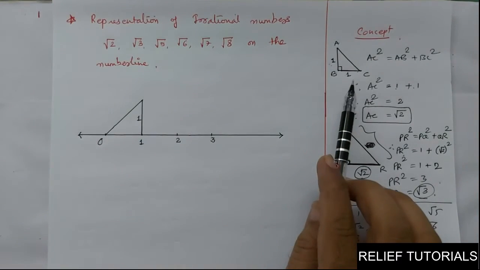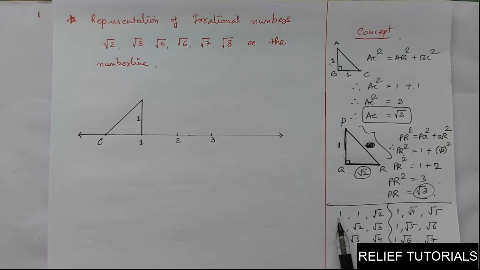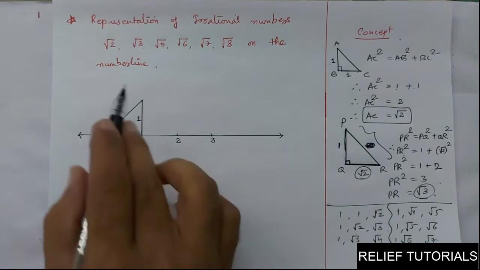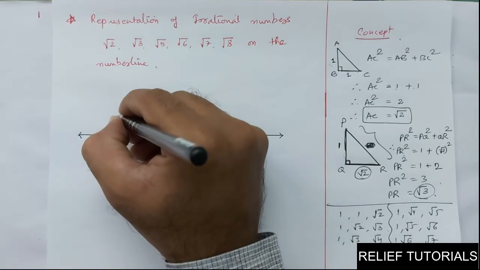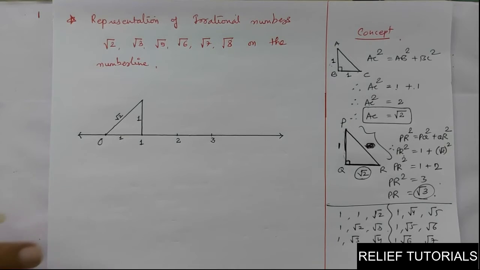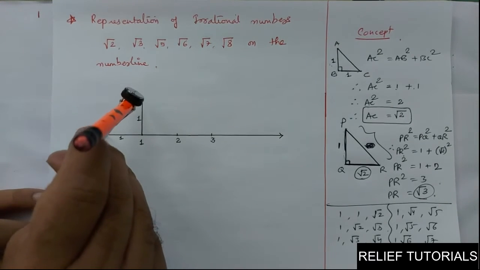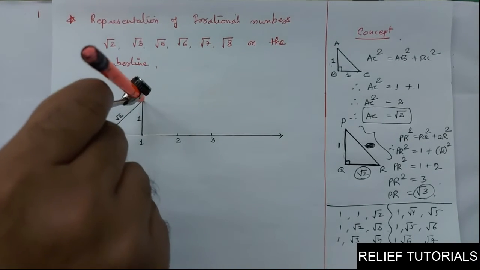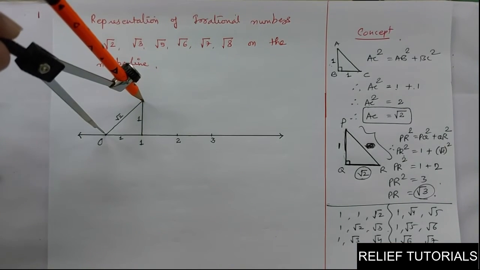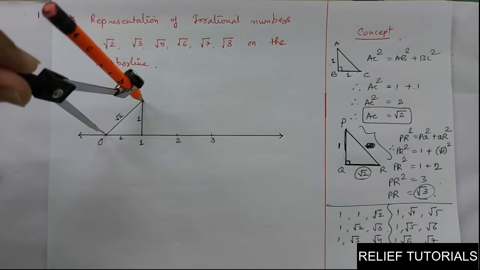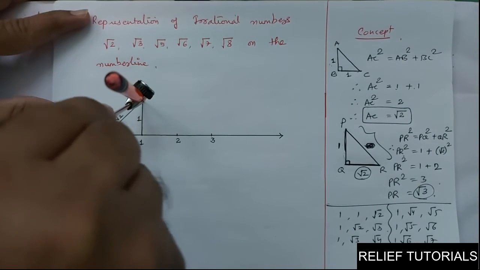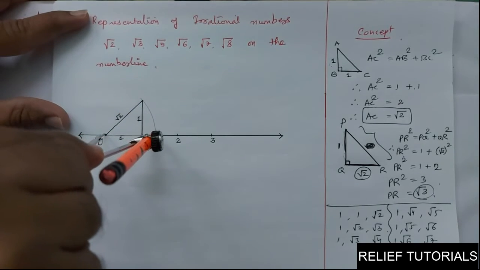As per this concept, or as per the triplet 1, 1, root 2, this is 1, this is 1. So the length of this would be root 2. You can take the help of a rounder. This length is root 2. Look at this, can you see? Yes, this length is root 2, but we want this length on the number line. So you take the arc on the number line like this.